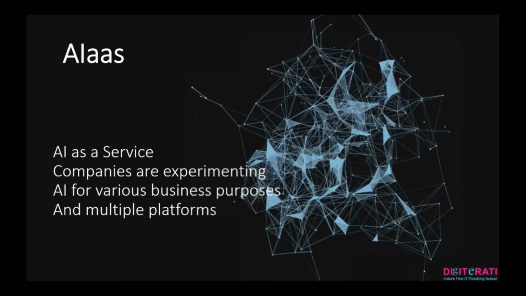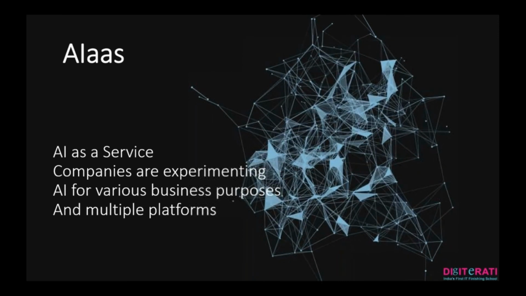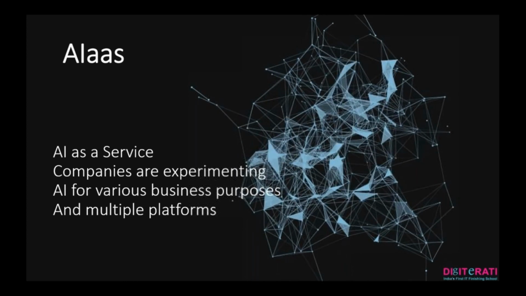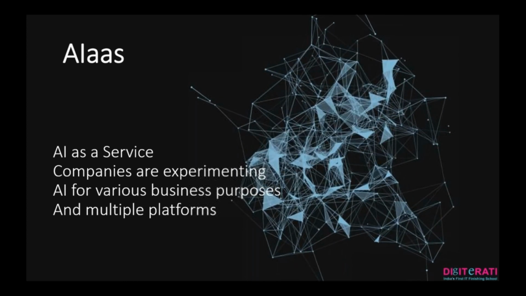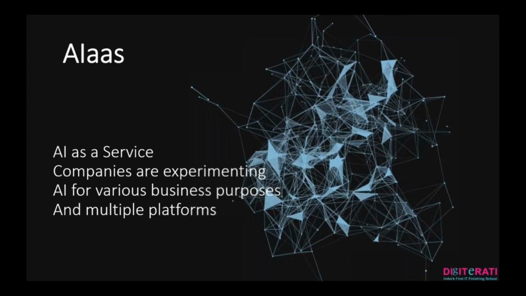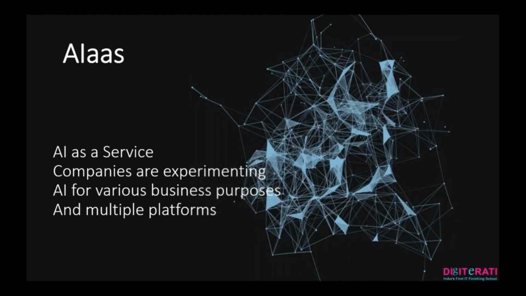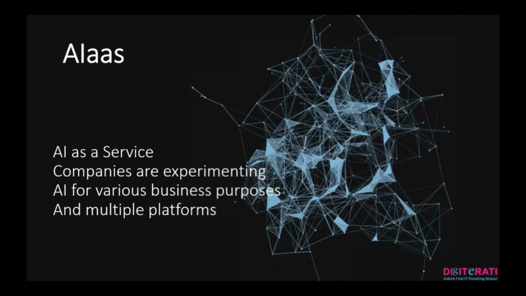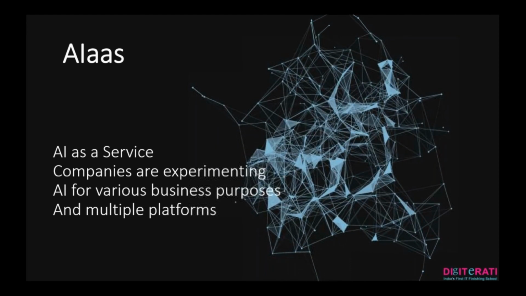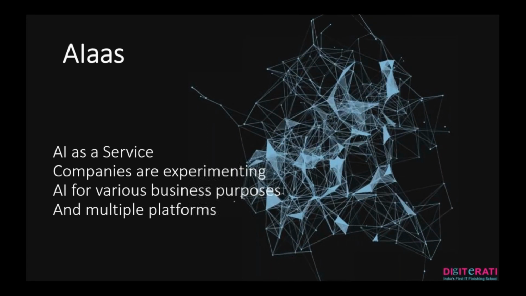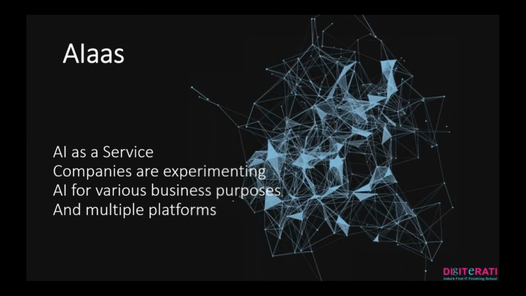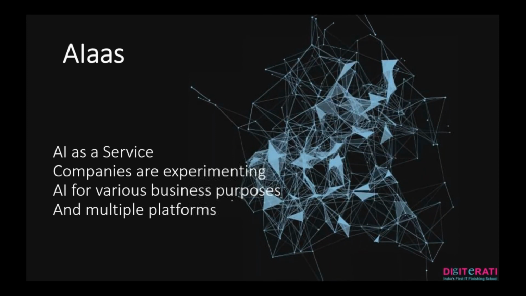Now, if these many things are there, how can I venture into artificial intelligence? First of all, I need to have the data. If I do not have the data, what can I do? This is what companies do at the moment. If they are not truly into artificial intelligence, they go for artificial intelligence as a service. You may have heard of platform as a service, infrastructure as a service, software as a service. Now we have artificial intelligence as a service.